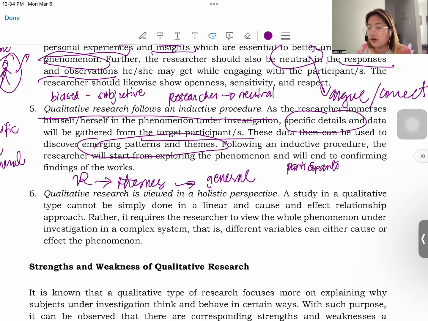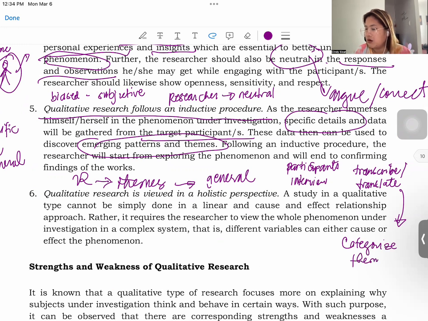Then you will interview them. Tapos yung ina-interview mo, if you recorded, then you were permitted, you will transcribe or even translate. Okay? Then after that, after mo mag-transcribe or translate, ika-categorize mo sila. Alin yung magkaka-theme. Okay? Pare-pareho sila ng theme. O, you would categorize those.